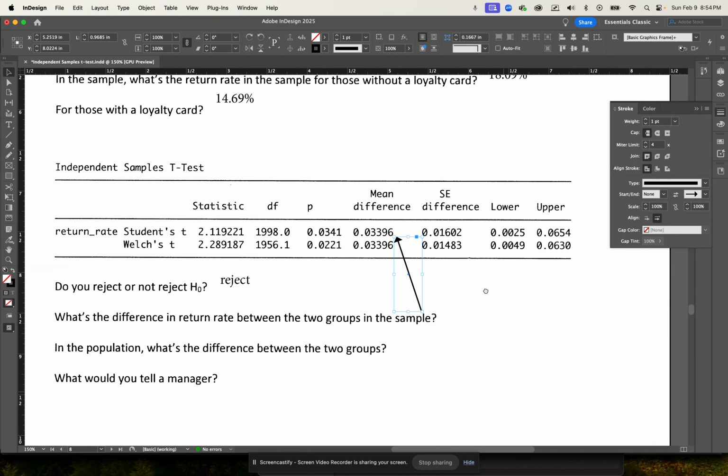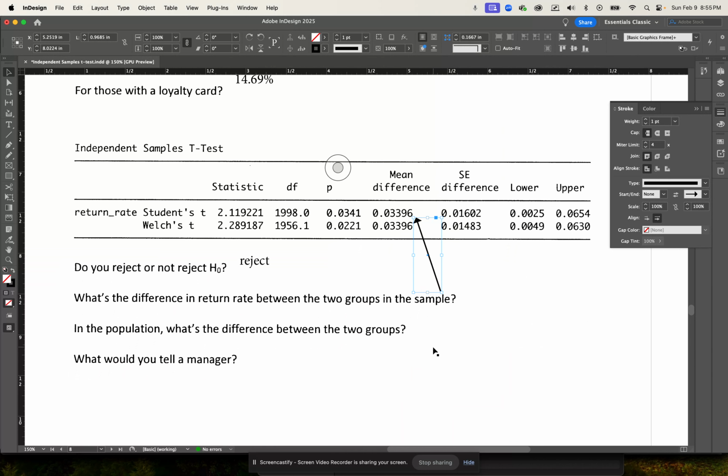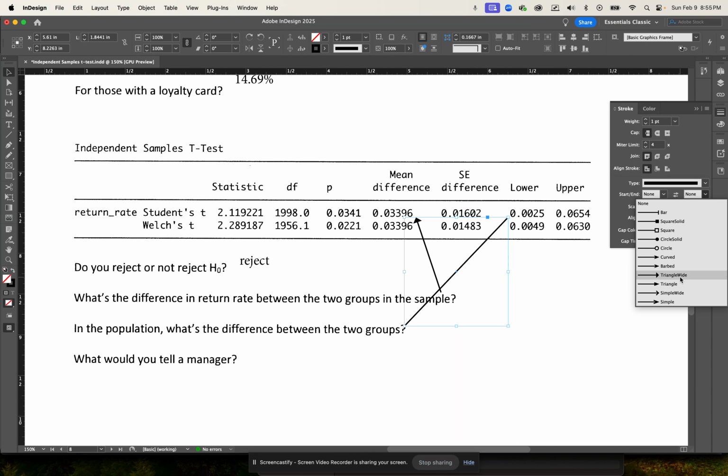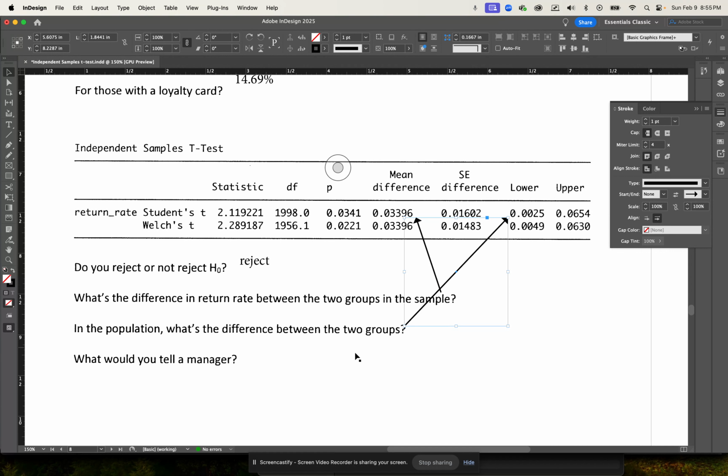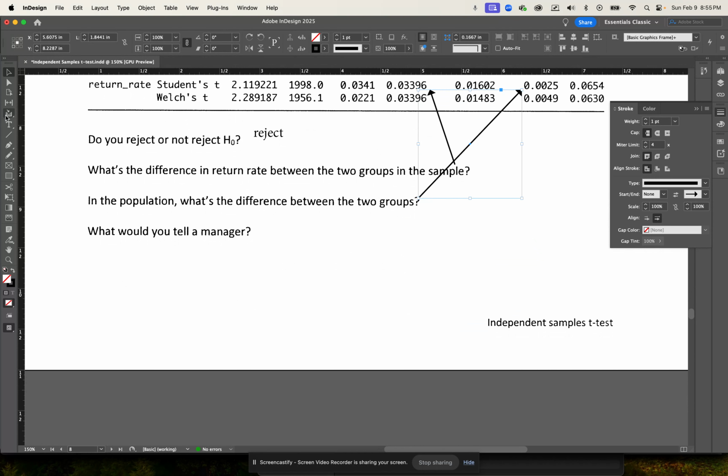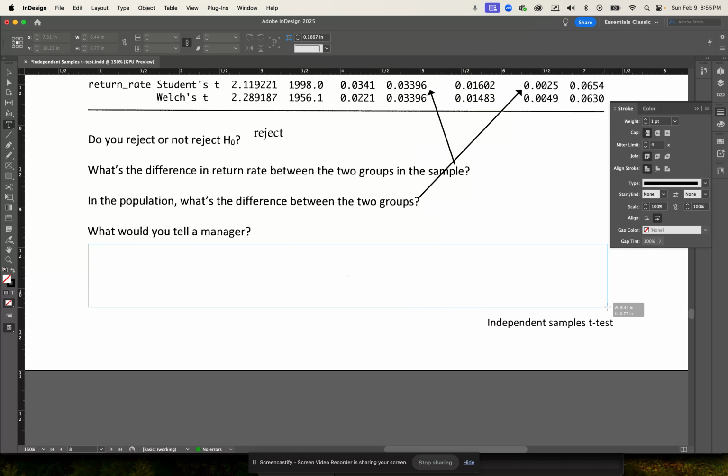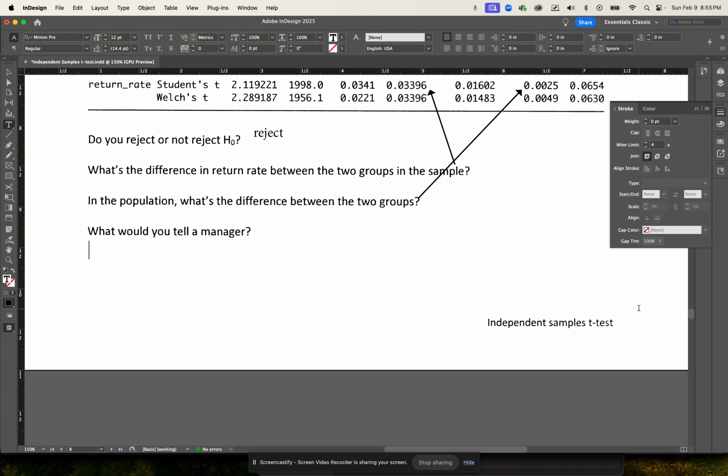And then our confidence interval in the population, what's the difference? Well, it's going to be the confidence interval. So that would be these two numbers here, between that and that. And since we're reporting to our manager, we want to communicate exactly what we found in a way that they can understand.